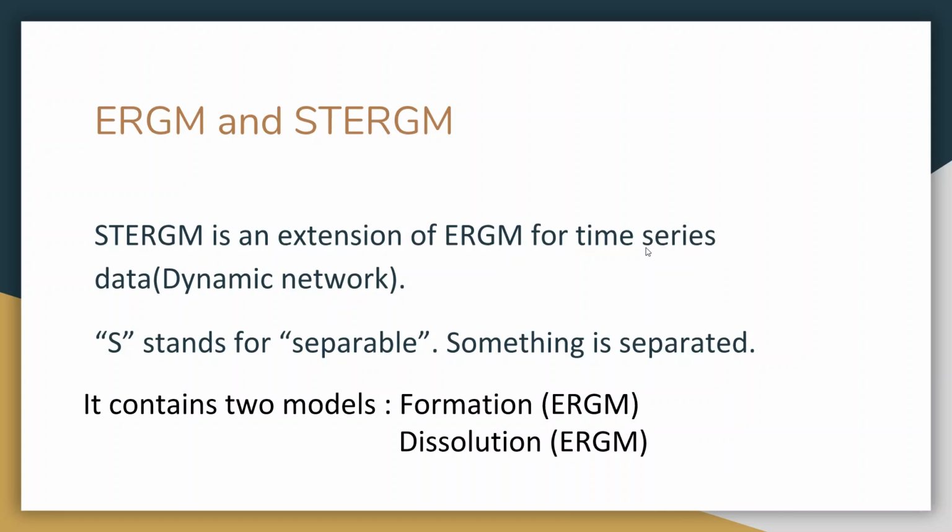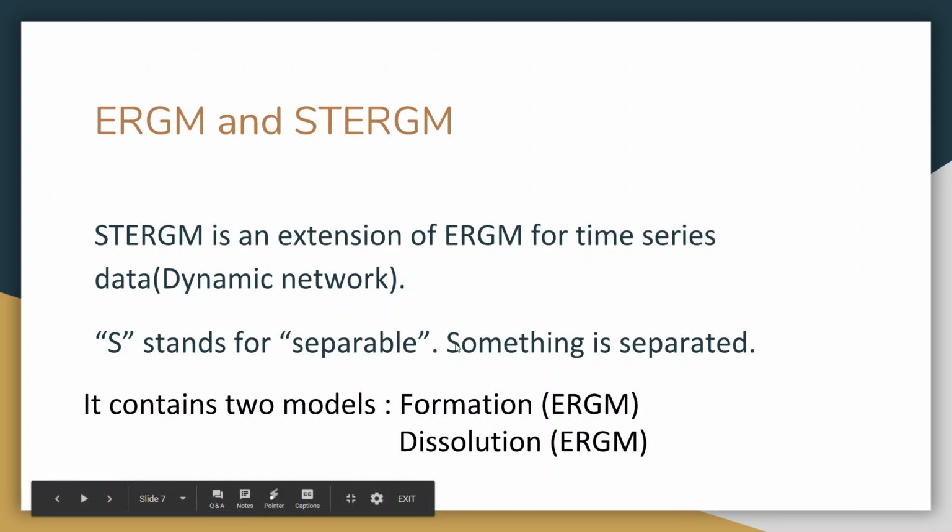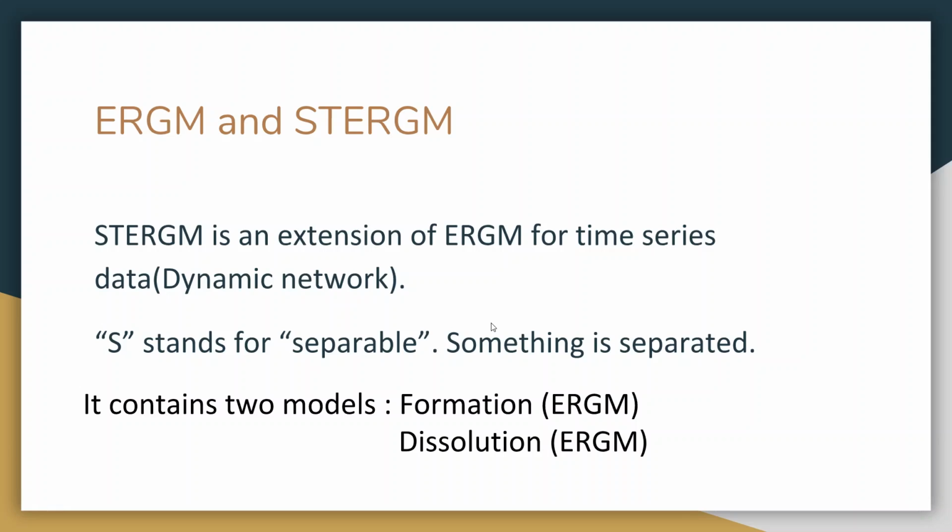STERGM is an extension of ERGM for time series data. It means dynamic network. S stands for separable. Something is separated. What is separated? STERGM contains two models. The first model is formation and the second one is dissolution. Formation is for creating links or edges, and dissolution is for removing links or edges.